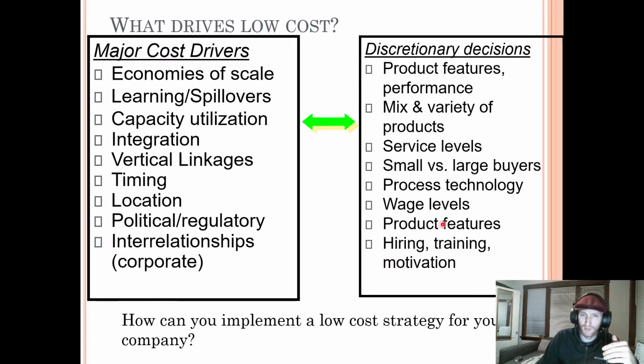Wages, maybe we pay our employees less, something like that. So these are all, we call them discretionary because it's kind of up to us as managers in order to make decisions about these.